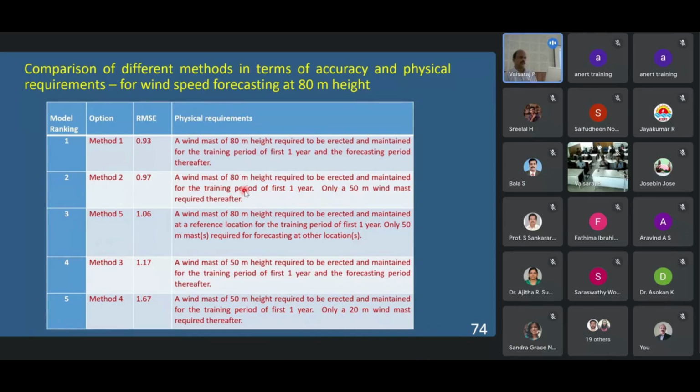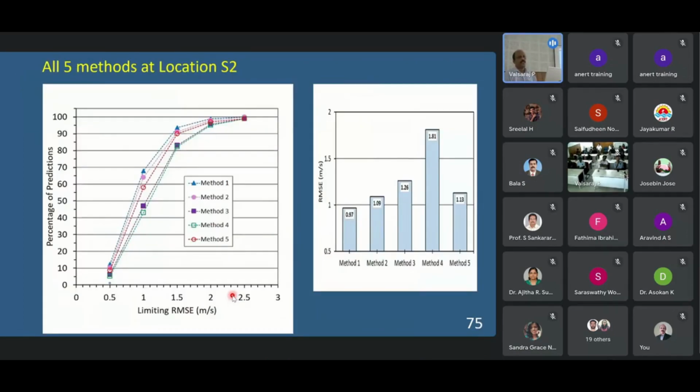You need to install the 80-meter mast for some time only. After that, you need to retain the 50-meter only. So this is the advantage. Only by compromising your accuracy levels slightly, on the other part you are getting greater advantages. I tried the other way also. Earlier I tried at the S1 point. These are the attempts at the S2 level, the other point. Here again, almost a similar trend is shown.